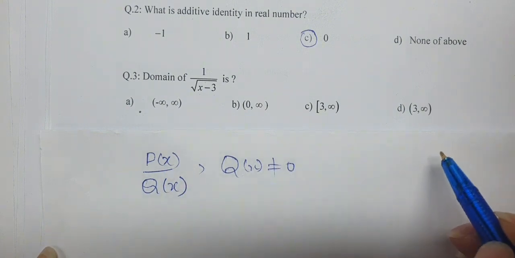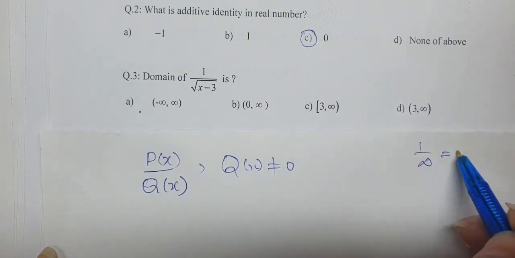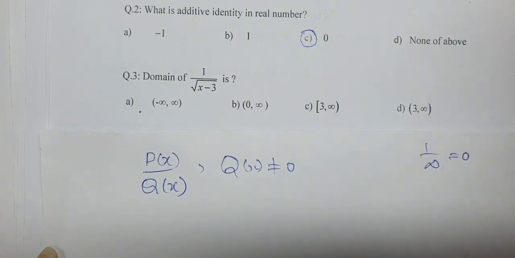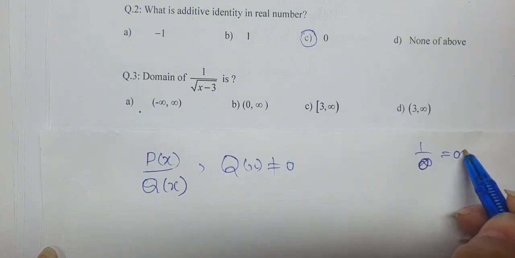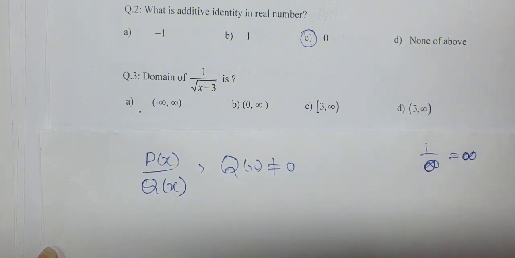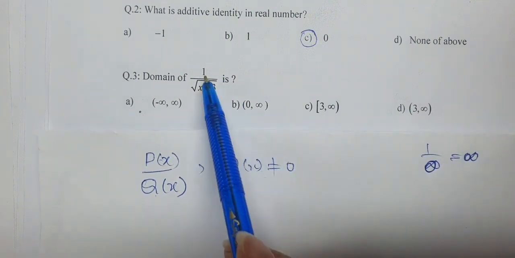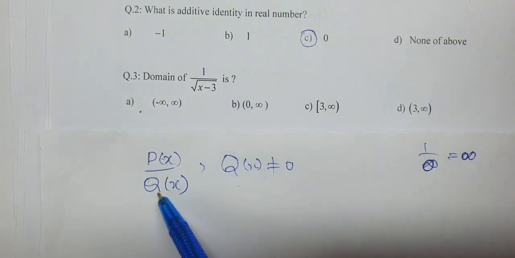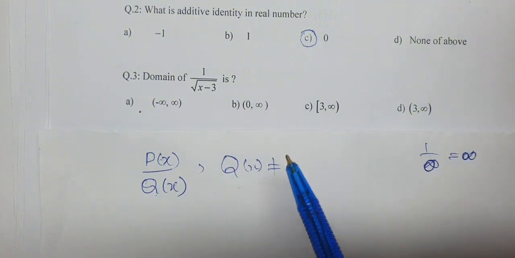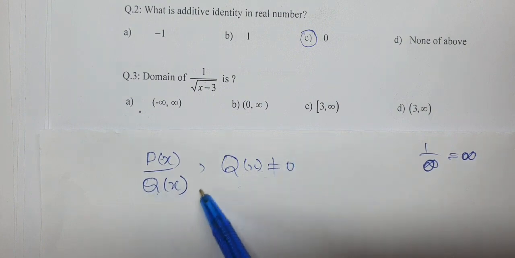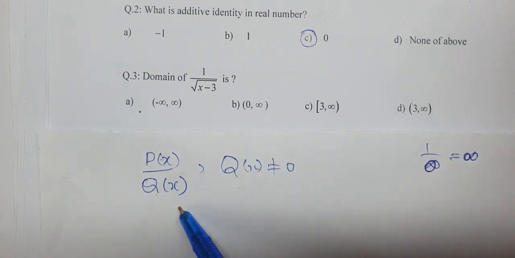We know that 1 upon 0 will give us infinity. So that's why there is a condition on q of x. And what are these p and q? These are polynomial functions. Now here we have this kind of rational function, and one thing is very clear, that this denominator should not be equal to 0.